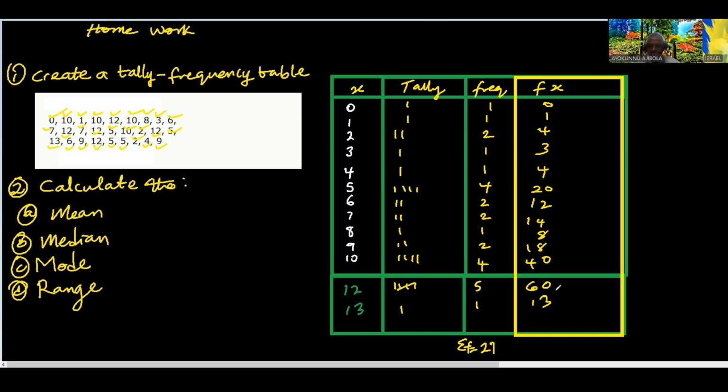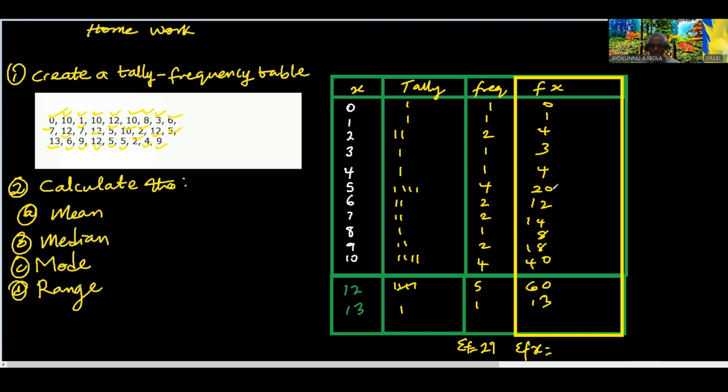So right now, we have to add up all of these values. If we add them all up, we're going to have summation fx, which is the addition of all the entries given. So here we have 1 plus 4 is 5, 5 plus 3 is 8, 8 plus 4 is 12, 12 plus 20 is 32, okay?